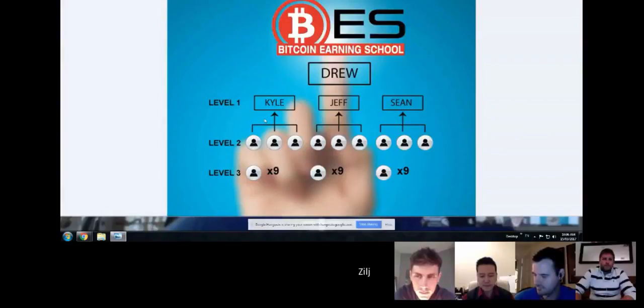So it's a 3x4 matrix. So you can have 3 referrals on your level 1. Okay. And then 3 referrals under every person under that.